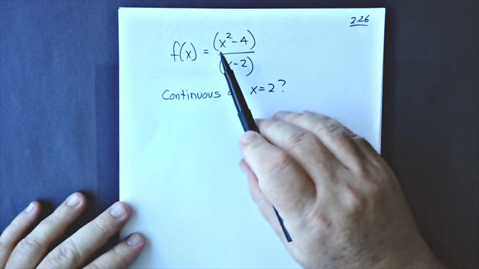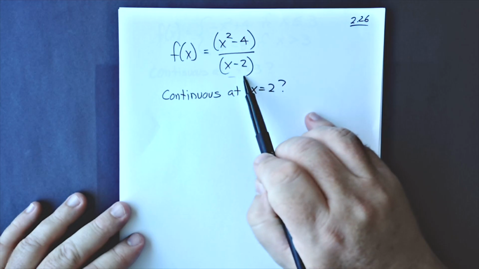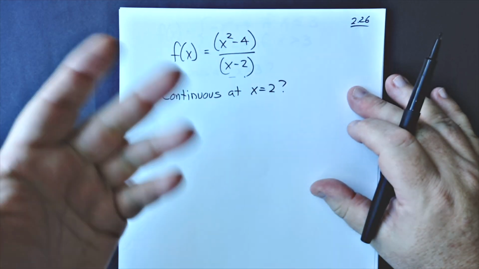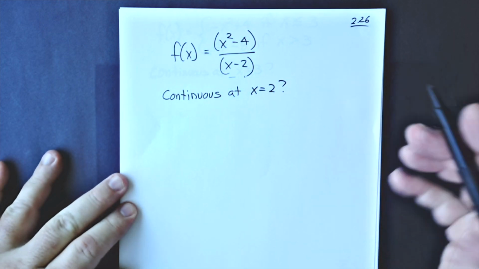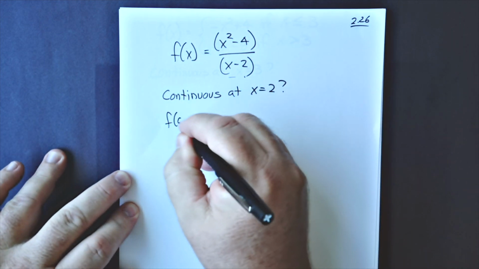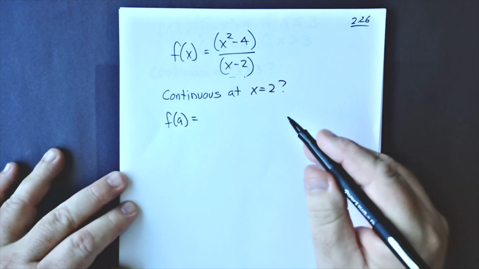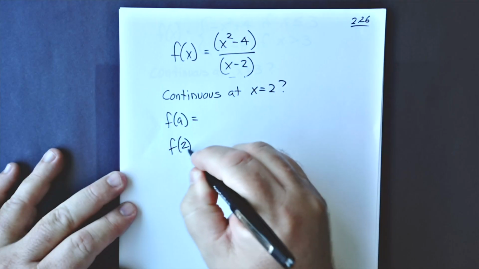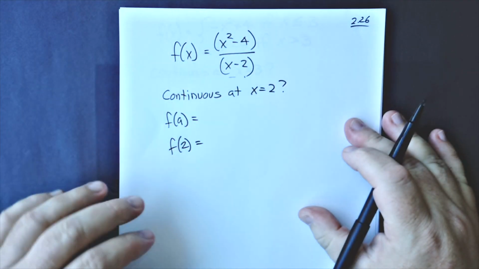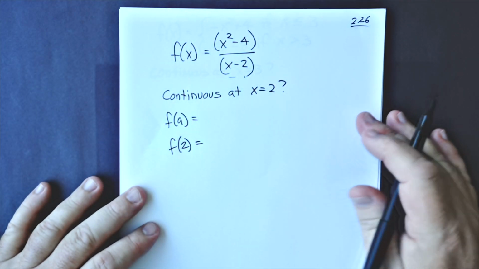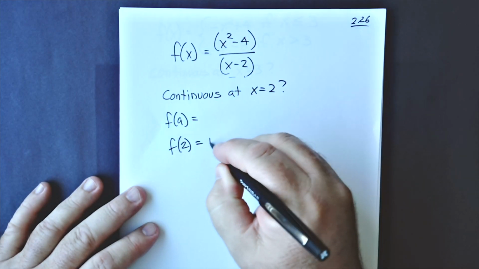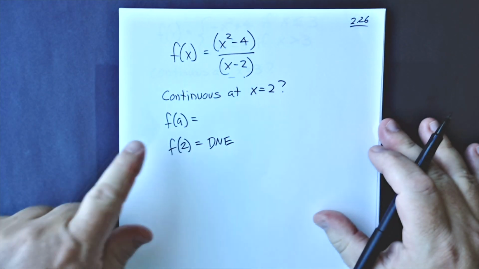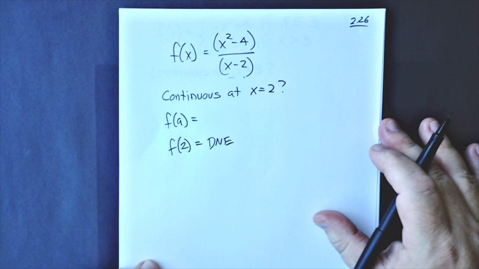So I have f of x equals (x squared minus 4) over (x minus 2). And the question is, is it continuous at x equals 2? Yes or no? So remember, our very first test is, does f at a exist? So in this case, we're going to say f at 2. And we just plug 2 in, and I get 0 over 0, which does not exist. So we don't need to go on any further. It's not continuous because it fails that first value there.